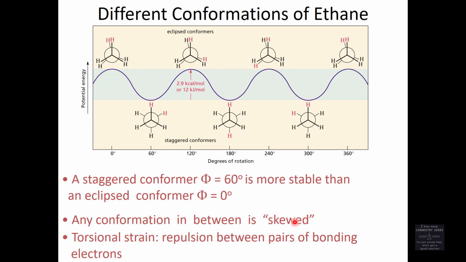Does a conformation between 0 degrees and 60 degrees exist? Yes. Anywhere along that axis as the twisting motion is happening is called a skewed conformation. But we're only really worried about the hills and the valleys. The hills are the eclipsed, the valleys are the staggereds. Staggereds are always more stable than eclipsed in a given molecule. This is what I was describing. Those electrons don't like each other. That repulsion is called torsional strain. That's why it wants to twist to become staggered instead of eclipsed. The repulsion between those electrons.